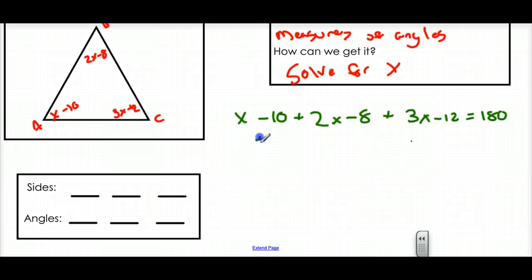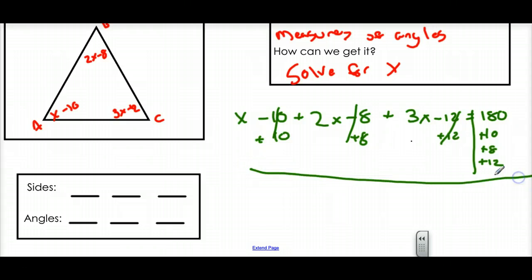Well, we're going to have to add 10, add 8, and add 12 to the other side to move that all over. So to cancel these out, I'm going to have to add them all. So I'm going to add 10, I'm going to add 8, and I'm going to add 12. When I do that, I get x plus 2x plus 3x equals, add those up, that's 20, 30, okay, that's 210. Add up all my x's. When I add my x's up, I get 6x is equal to 210.